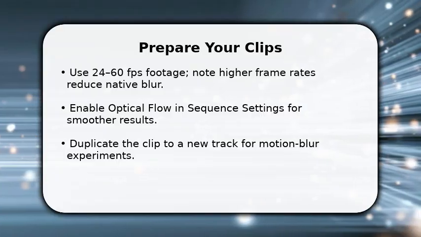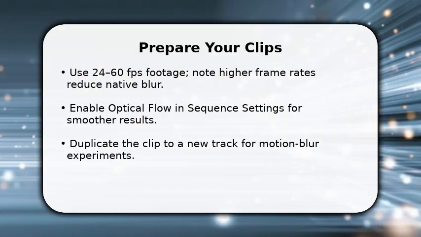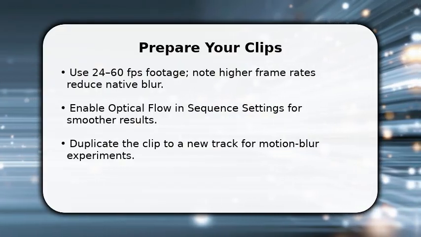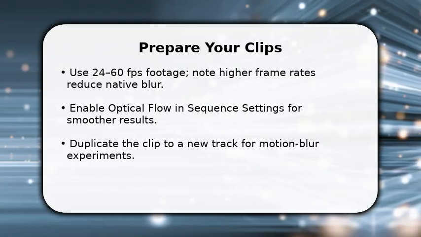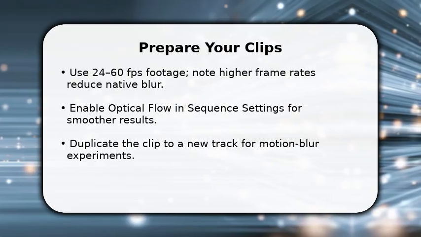You're starting with clips and a goal: believable motion blur. First, check frame rate and choose 2460 FPS. Lower FPS shows more native blur. Make a duplicate on a second track so you can compare before and after.